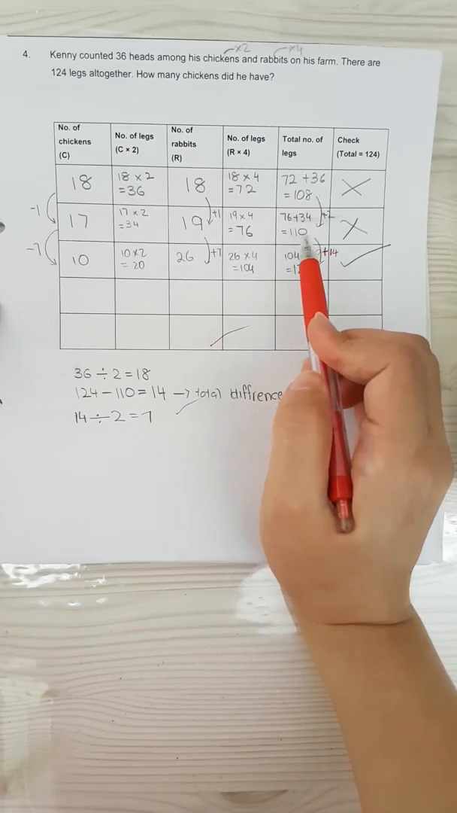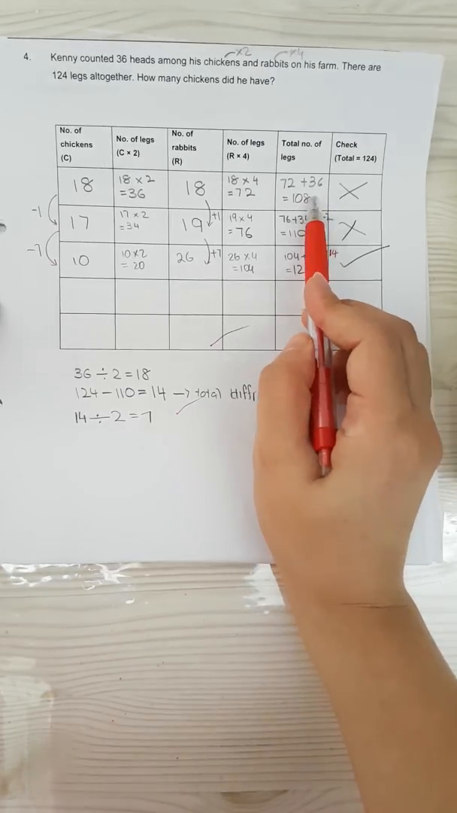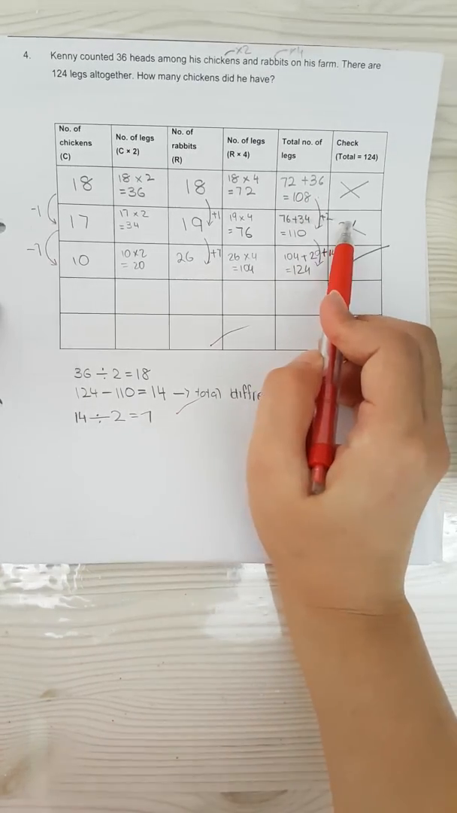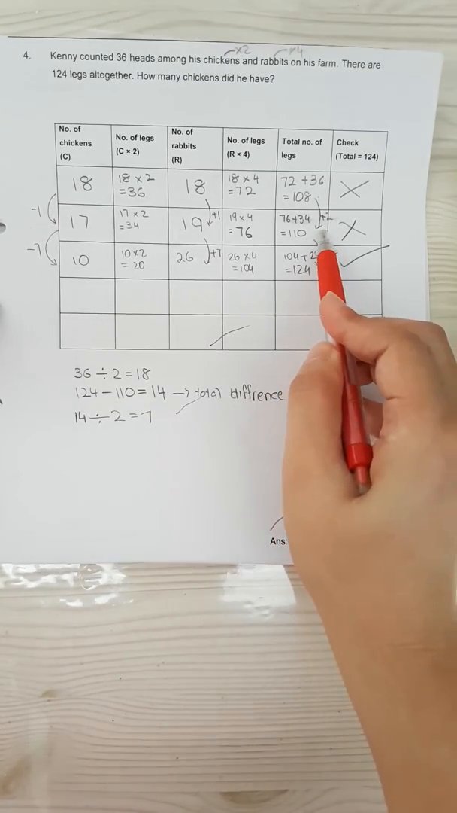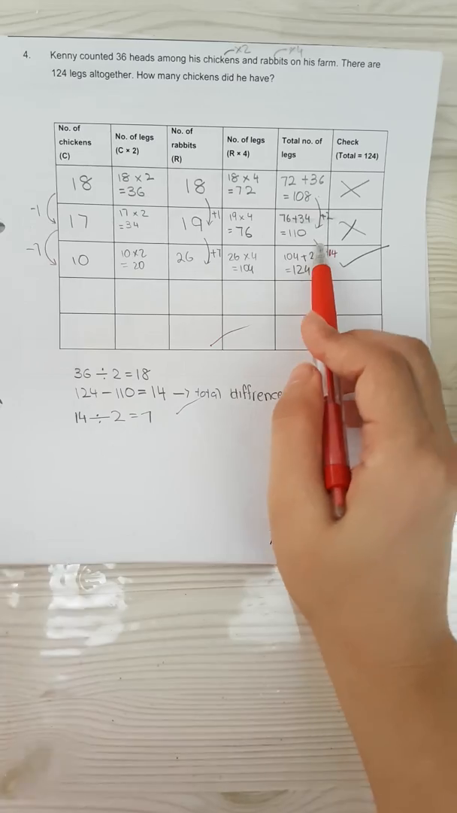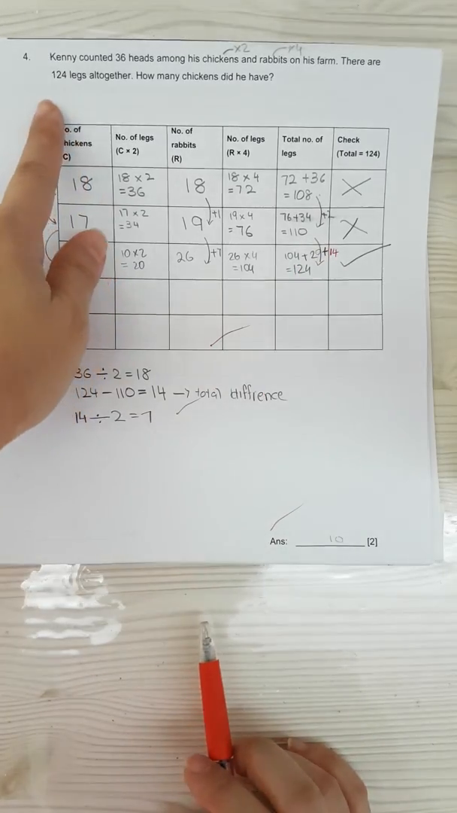Why? Because you have 110. You minus 108. You increase by 2 legs. You want more legs, right? So now your legs is increasing by 2. So very good. But still wrong. Why? Because, oh, I didn't get 124.